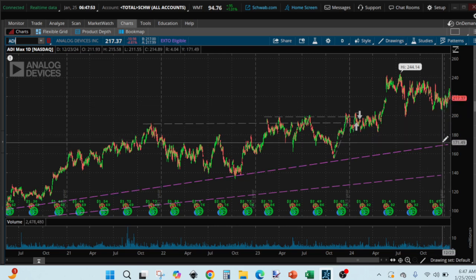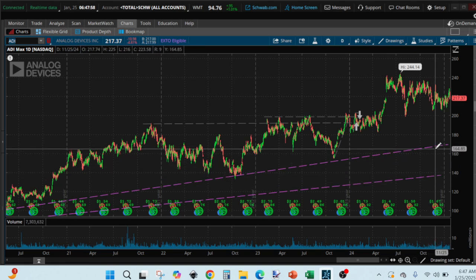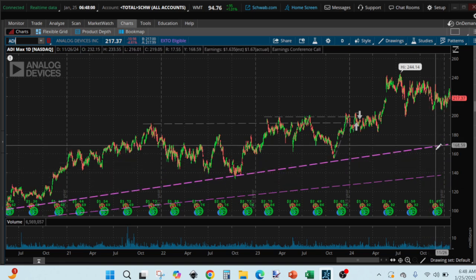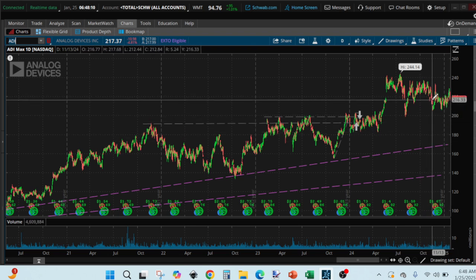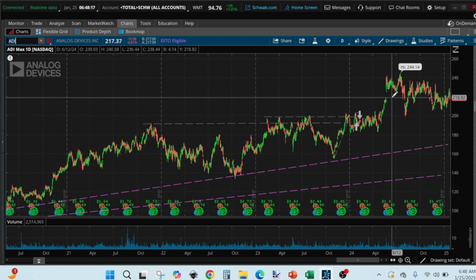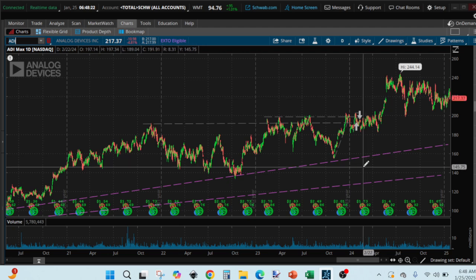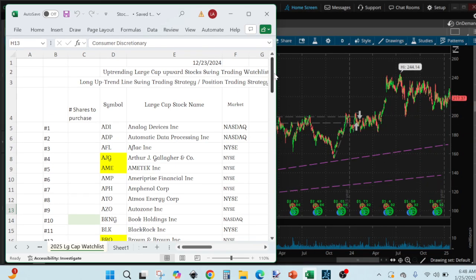With our long uptrend line swing trading strategy, we like to buy at the support lines that we call uptrend lines, and we have two here for ADI, and the price is still higher up compared to them. The price went up and went down that day. That's why it's highlighted in red. Red bars just mean the price in the evening was lower than the price in the morning, and green bars just mean the price in the evening was higher than the price in the morning. The price went up. So the next one we are going to analyze is ADP.